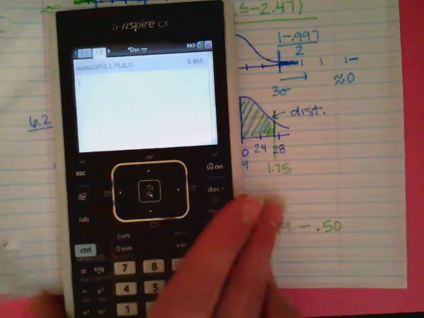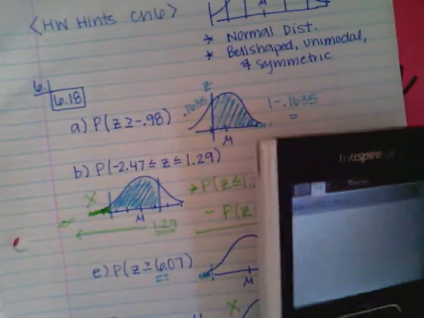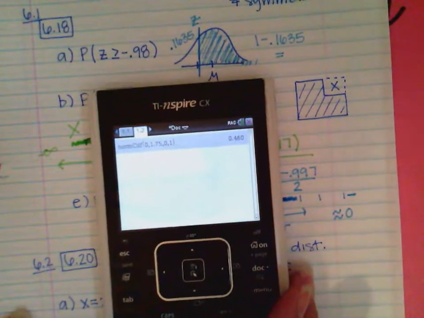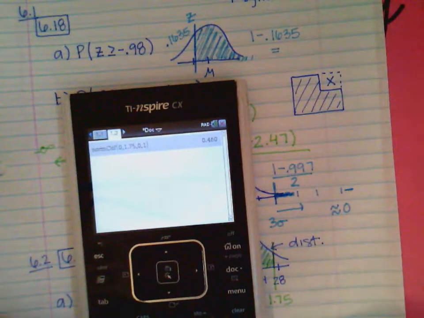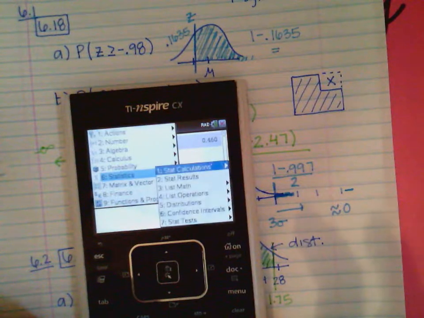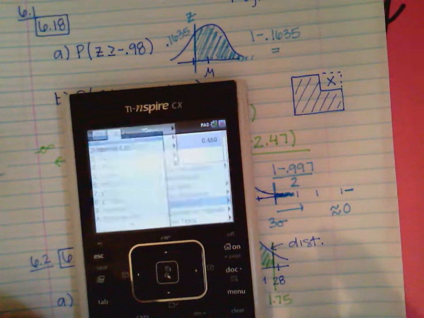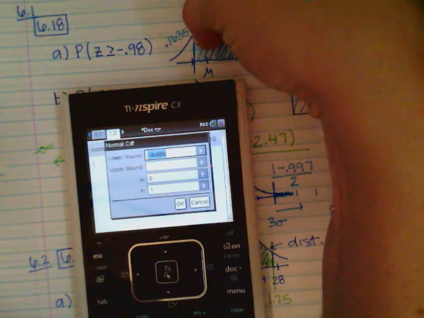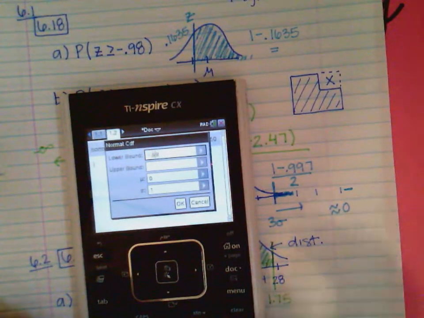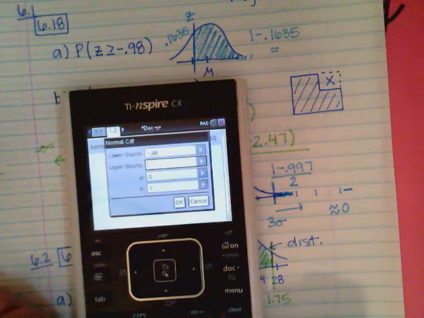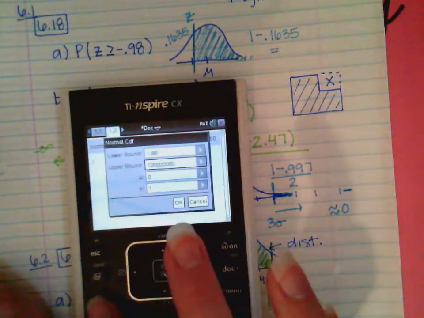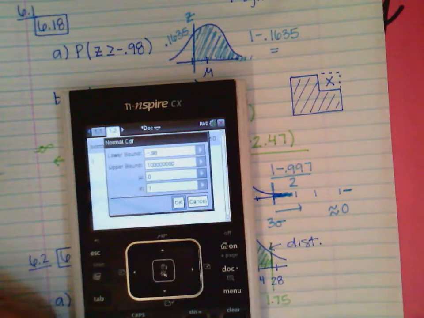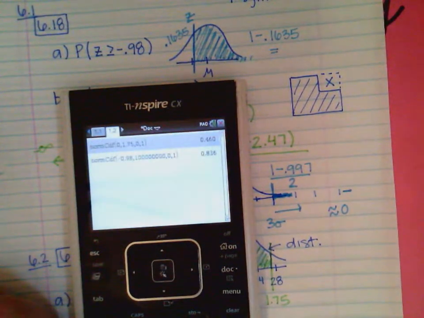Now on something like part A, okay, where you have to find a greater than, so I want from this z-score up, you're gonna just do this. So menu, statistics, distributions, normal CDF. Now in this case, our lower bound is -0.98. And then you can just choose a really big number for your upper bound. I just do like 1 and a couple zeros. It does not matter how many zeros, you basically want it to go to infinity. Okay, and it will find our answer for us.